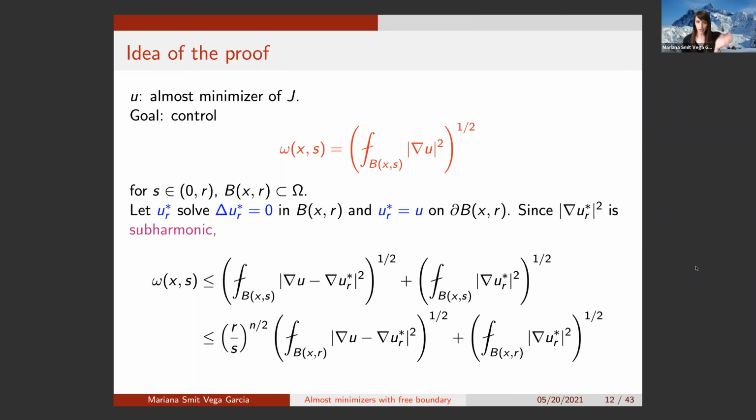So if we think about this omega function in red, okay, let's do the simple thing, add and subtract the gradient of u_r star squared. So this appears here in the first line. For the second line, we use the fact that here the radius s is smaller than r, fantastic. Then I use the fact for the second term that the gradient of u_r star is subharmonic. That is why I can go from that first integral on a ball of radius s to the ball of radius r. I am already very happy with the second term, but I do want to work harder on the first term. So I'm going to flip the page and work harder on this first term a little bit.